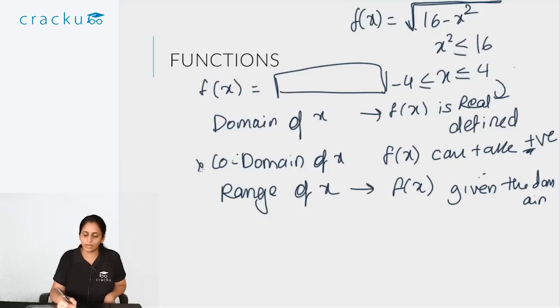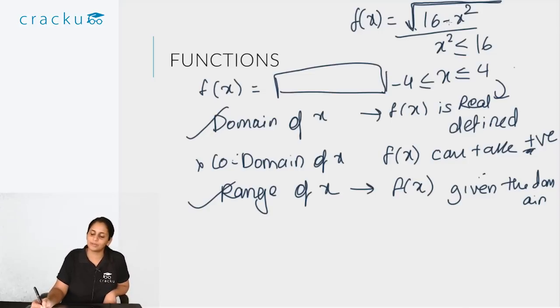Generally codomain is not asked. What is asked is what is the domain and what is the range. Domain would be the values of x where the function is real and defined. Why is it defined? Because suppose you have f of x equal to square root of 16 minus x square divided by x minus 3. In this case, f of x is not defined at x equal to 3, so x equal to 3 will not be part of the domain of x. That is the basic thing. The range of x is basically all the values it can take given the domain of x. So that is domain and range.